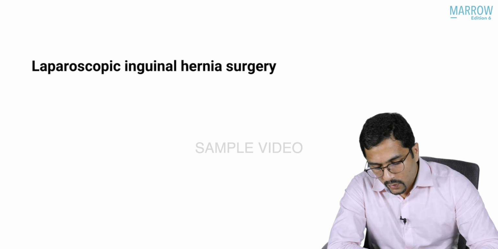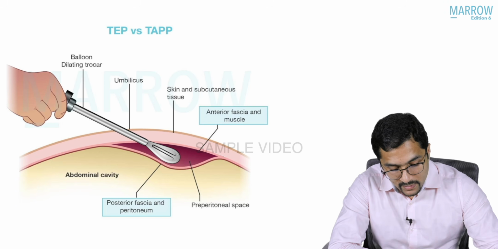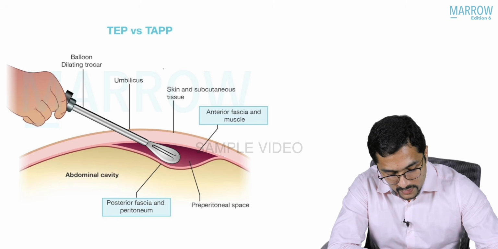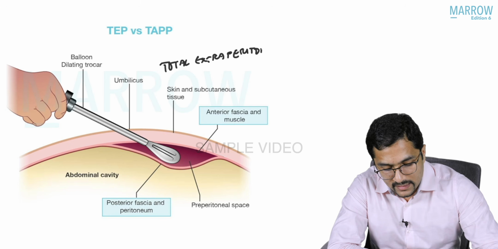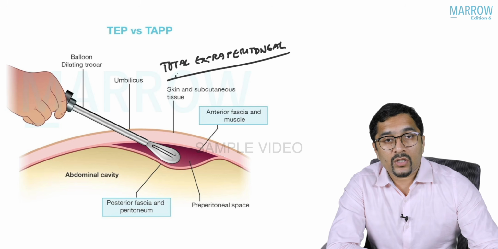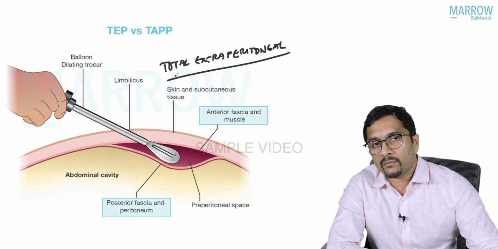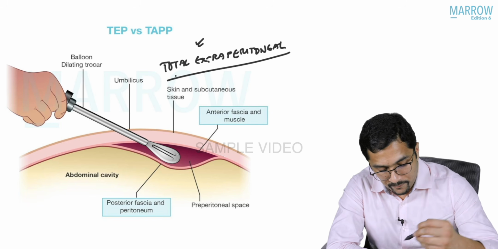Now, there can be laparoscopic inguinal hernia surgery. There are two procedures, TEP and TAP. TEP stands for total extraperitoneal repair. This is technically a more challenging procedure, but it is a better procedure, right? Because we are not breaching the peritoneum. It is a better procedure. It is technically more challenging, but better.